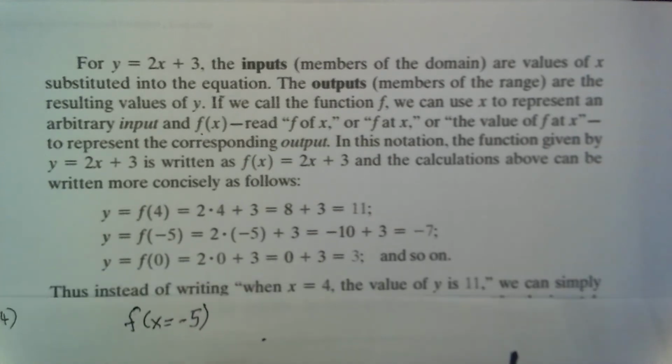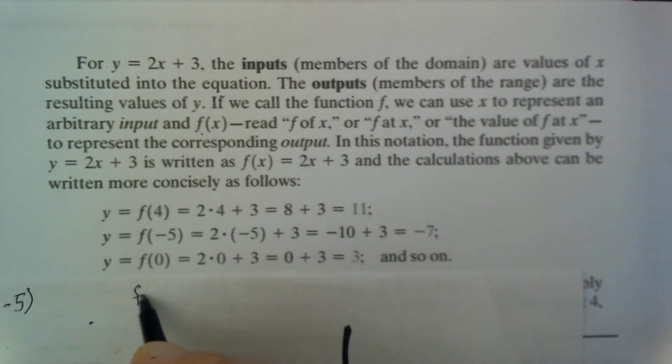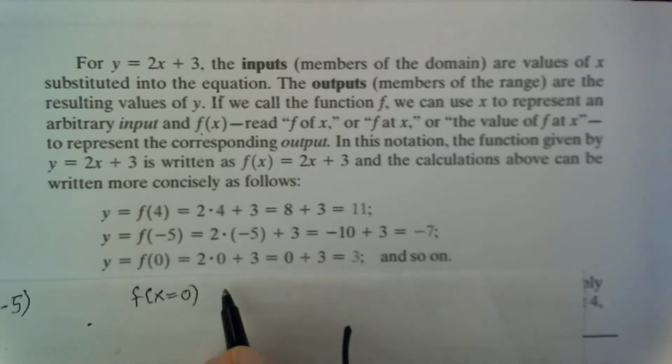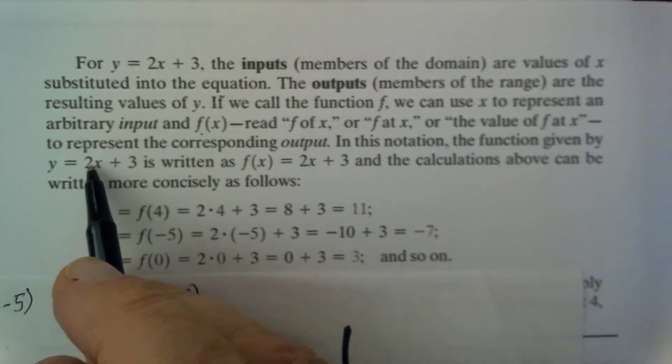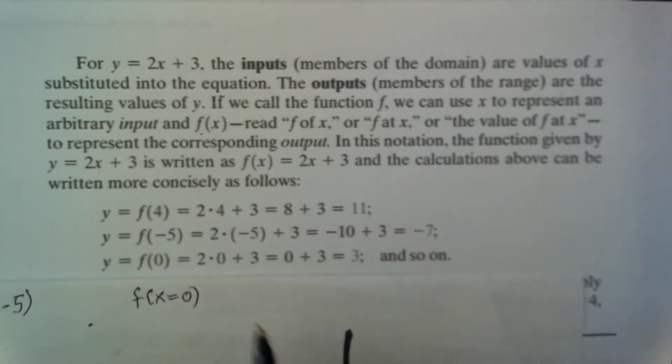And f of 0, now f of 0 doesn't mean the function is 0. I mean, sometimes it is, but what does the value of the function f of 0 mean? It means, what's the value of the function when x is replaced with the number 0. Again, in this equation, we replace x with 0, so we get 2 times 0 plus 3. Well, 2 times 0 is 0. We only have 3, so the value is 3, and so on.